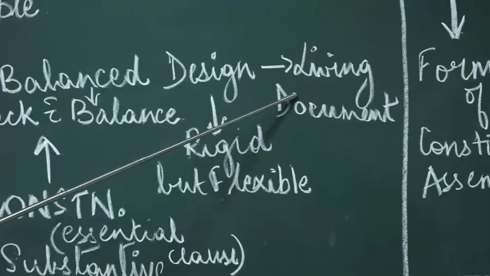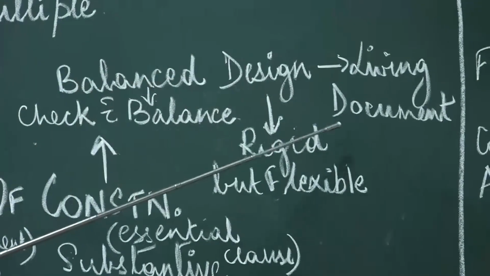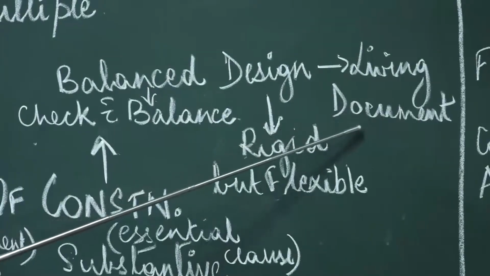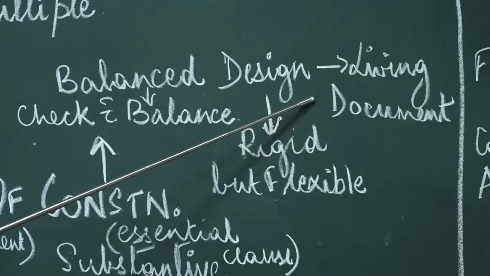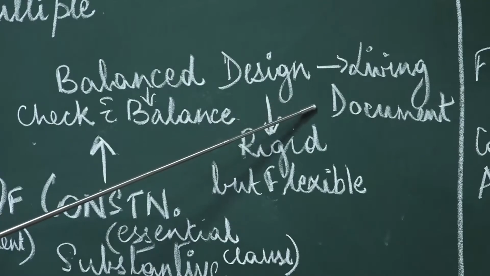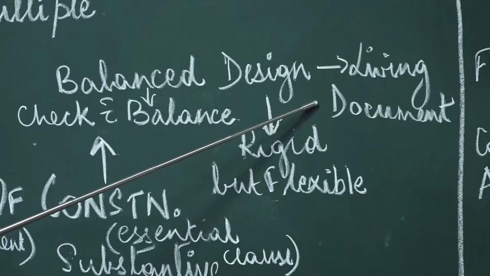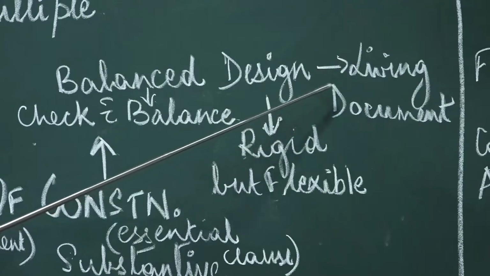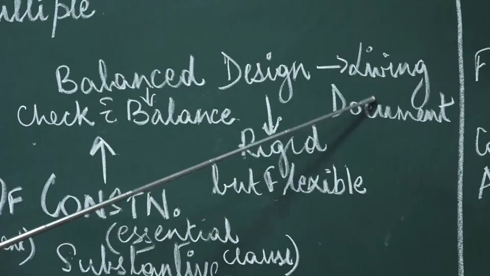Another thing is living document. Our constitution is living. Why do we call it a living document? Because it talks about today. Even though the constitution was framed right after independence, still, whatever was written in the constitution in 1950, you can find that it holds true even today in 2020. That is why our constitution is called a living document. It lives with the times.